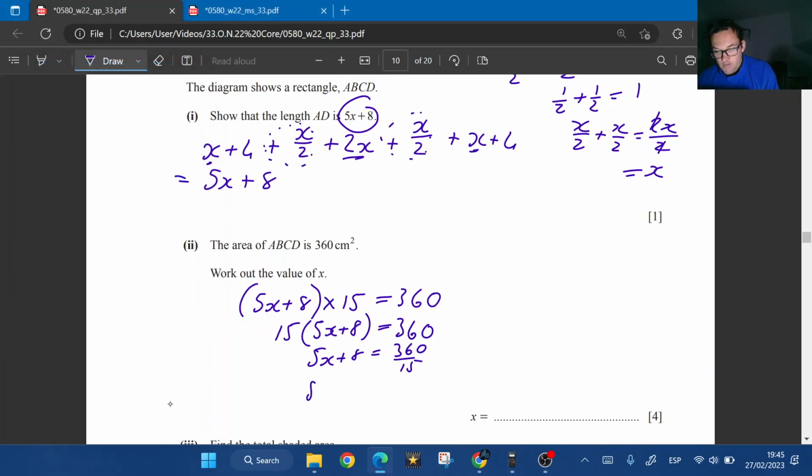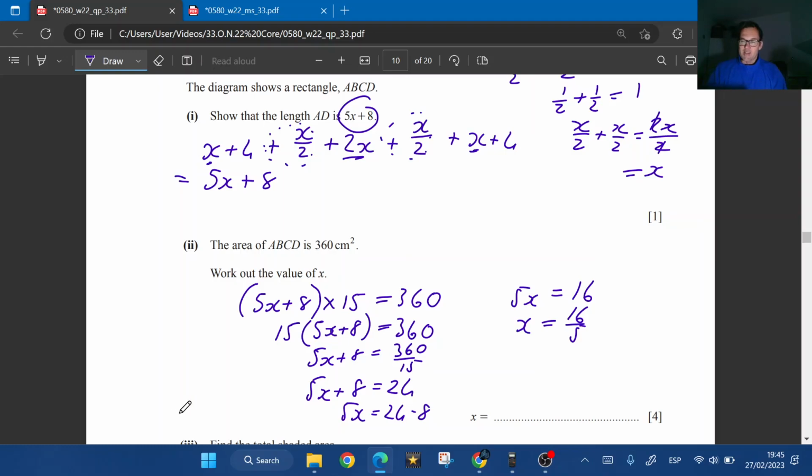So that gives us 5x plus 8 equals 24. Next step is subtract that 8, which leaves us with 5x equals 24 minus 8 equals 16. And then divide by 5.